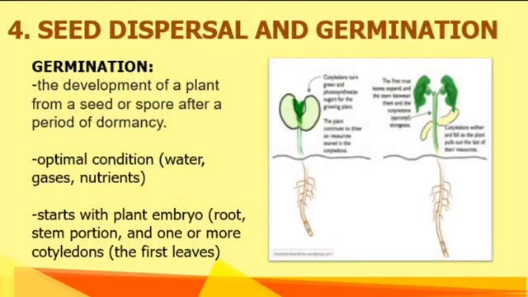Next, germination is the development of a plant from a seed or spore after a period of dormancy. This will happen if optimal conditions are present, like good water supply, presence of gases, and nutrients. So this starts with a plant embryo, the root, the stem portion, and one or more cotyledons, the first leaves.